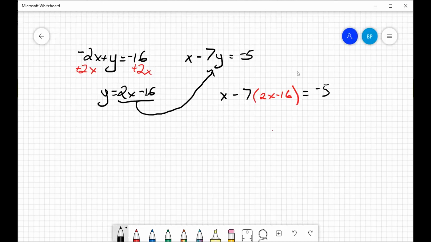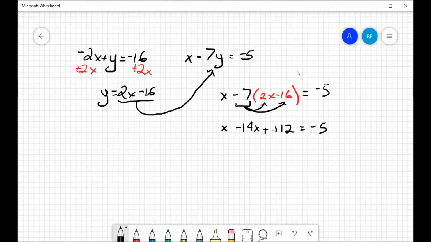So if I distribute this -7 to these two terms, I get x there. This becomes -7 times 2x gives me -14x. And then -7 times -16, remember that sign goes with it, gives me a positive, let's see, 7 times 16, that's 112, equals -5. So still avoiding the fractions that would have occurred had I changed this to slope-intercept form.